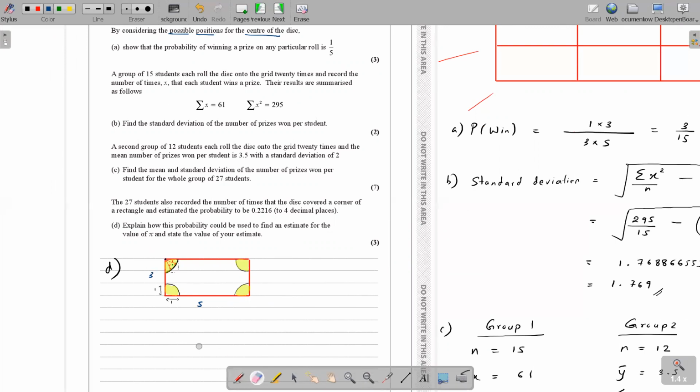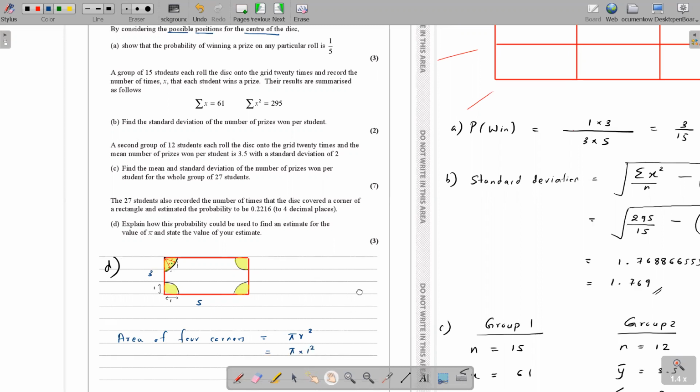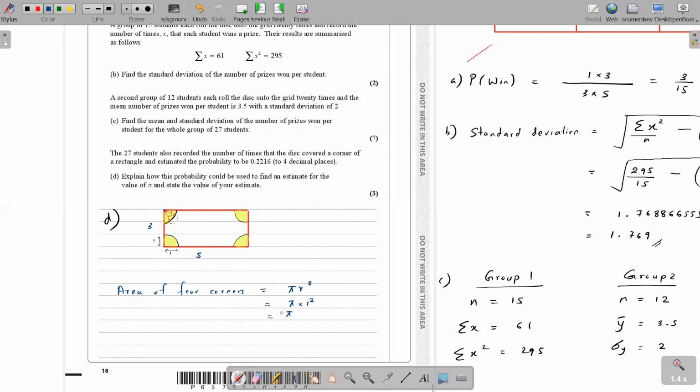But you have to get the area of the 4 corners. So what is the area of the 4 corners? Pi r squared. So it's actually making a full circle. There are 4 quarter circles. End of the day, it makes a full circle. Pi r squared, the radius of the circle is? Yeah, so how much is the radius? 1. So we are tolerating a length of 1 centimeter away from the center. So pi into 1, so pi. So then the probability of covering the corner.